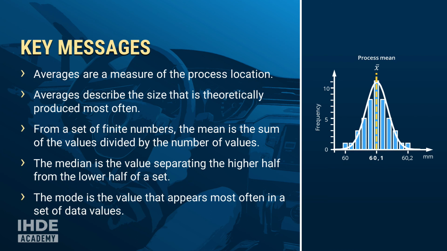From a set of finite numbers, the mean is the sum of the values divided by the number of values. The median is the value separating the higher half from the lower half of a set. And the mode is the value that appears most often in a set of data values.